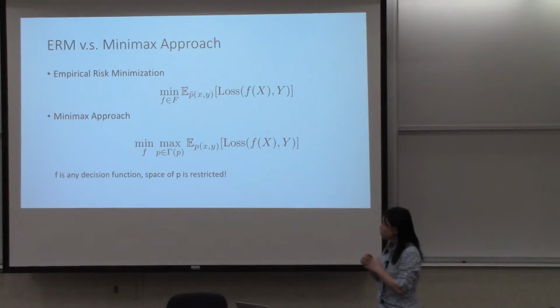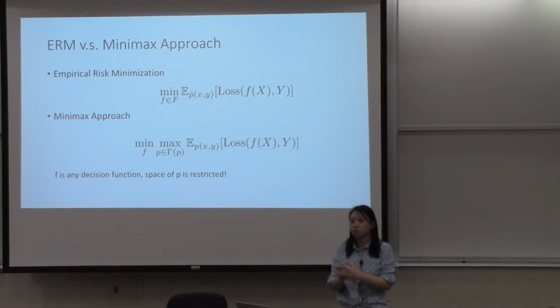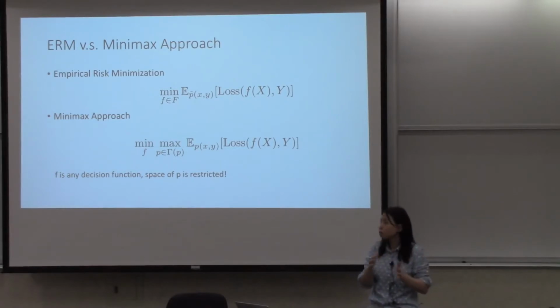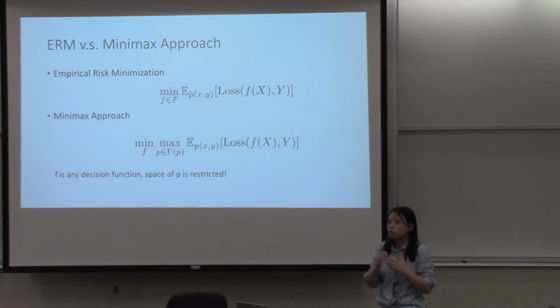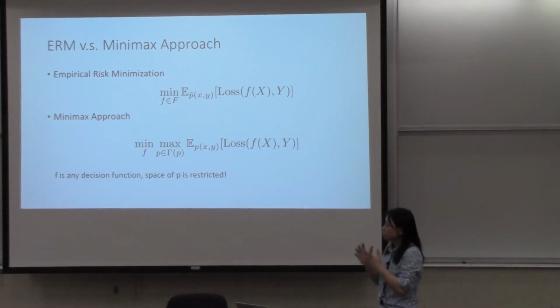You can keep in mind there are two threads of work we'll be talking about. The first one is empirical risk minimization. I think it's covered in previous talks as well. It's a very straightforward, very popular, and also principled way of doing machine learning.